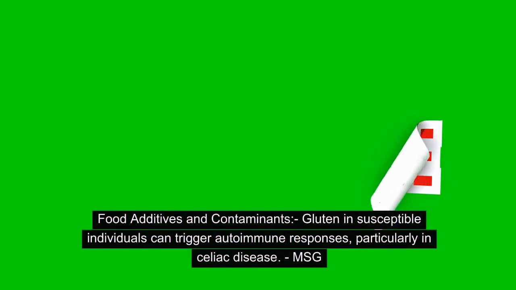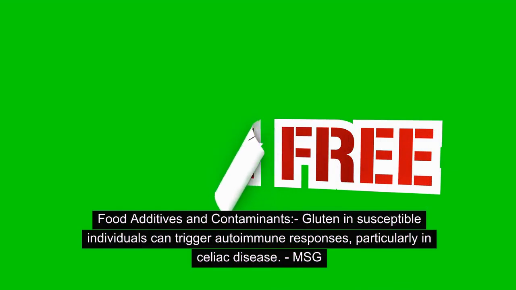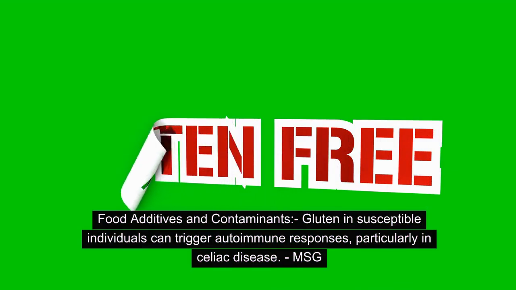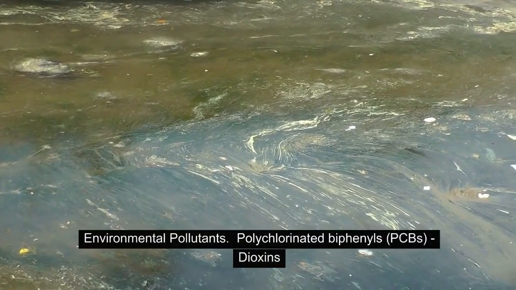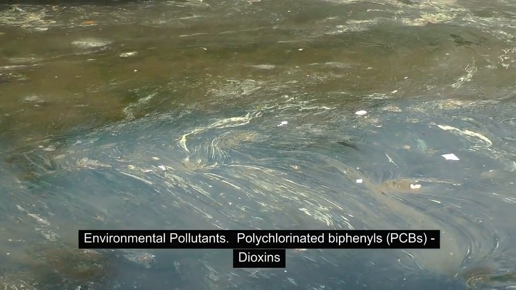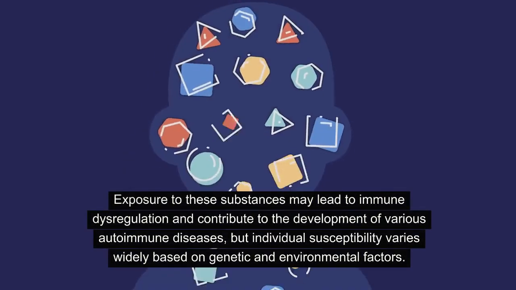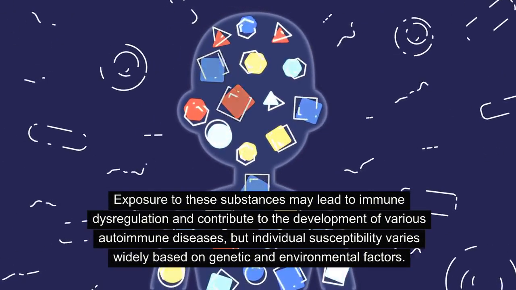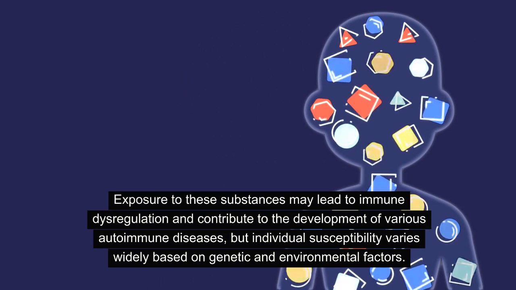Food additives and contaminants. Gluten in susceptible individuals can trigger autoimmune responses, particularly in celiac disease. MSG. Environmental pollutants: polychlorinated biphenyls, PCBs, dioxins. Exposure to these substances may lead to immune dysregulation and contribute to the development of various autoimmune diseases, but individual susceptibility varies widely based on genetic and environmental factors.